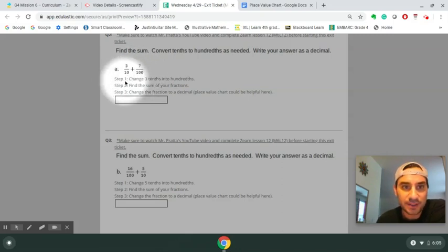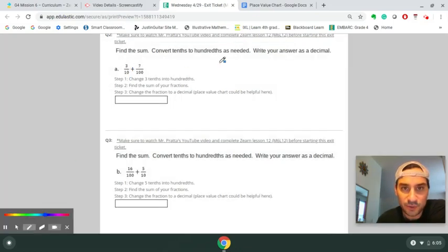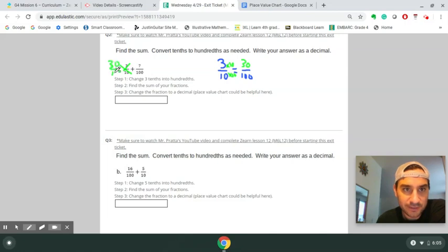So our first step, step 1, change 3/10 into hundredths. I'll do the first one with you. 3/10. Change it into hundredths. So 10 times 10 is 100. And 3 times 10 is 30. And now I can add these together. 30 hundredths plus 7 hundredths. That's 37 hundredths. How do I write that as a decimal?